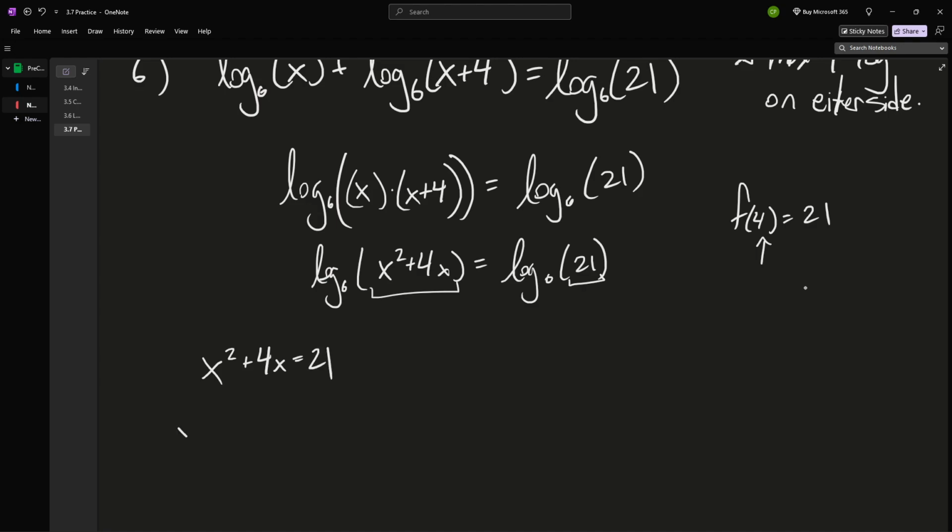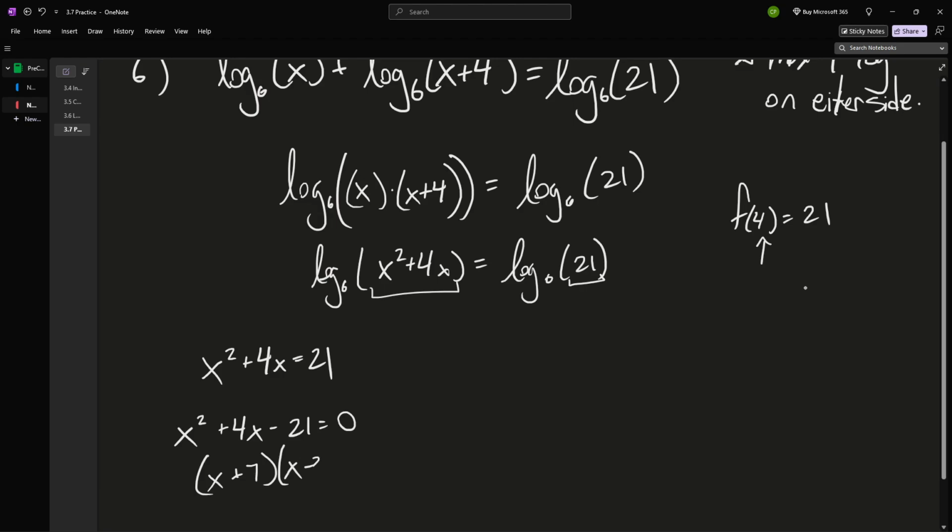And solve this using algebra, where if I have a square or quadratic, I want to bring it over and set it equal to 0. You can factor it out, x plus 7, x minus 3, to get x equals negative 7 and 3. Finishing these out, we're not done yet. I have to check my answers.